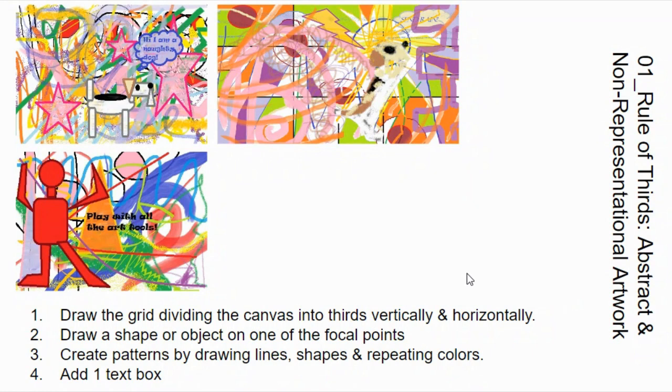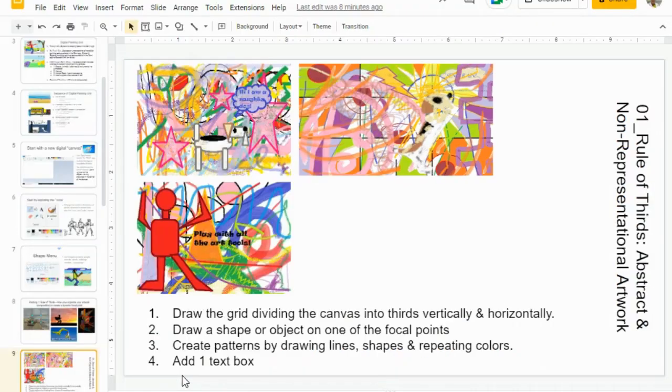Here are some examples. Okay. So you're going to start by drawing the grid on the canvas and then creating a shape or object on one of the focal points, and then creating patterns by drawing lines, shapes, and repeating colors to explore all of the tools and how they work. And then you're going to add one text box somewhere in your composition. So let's go ahead and open our Paint app.